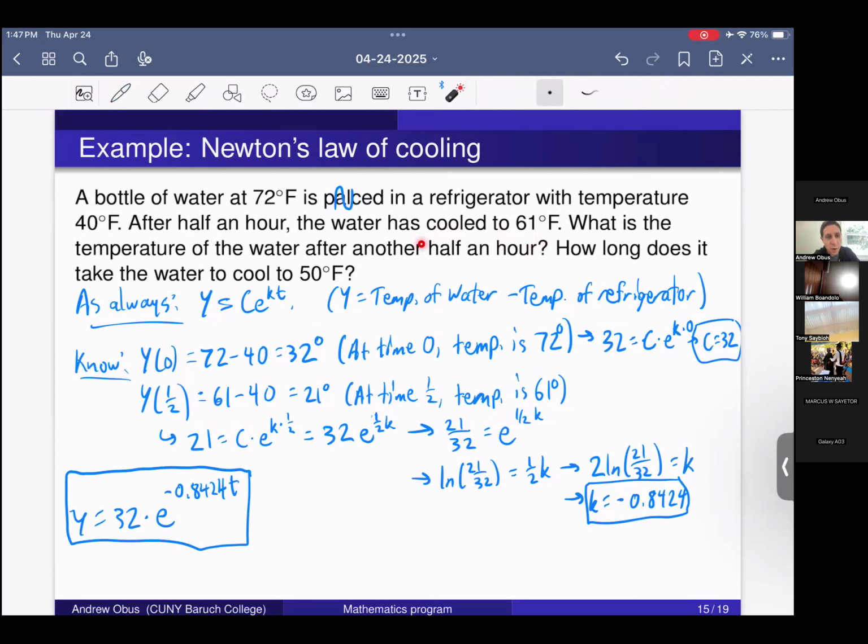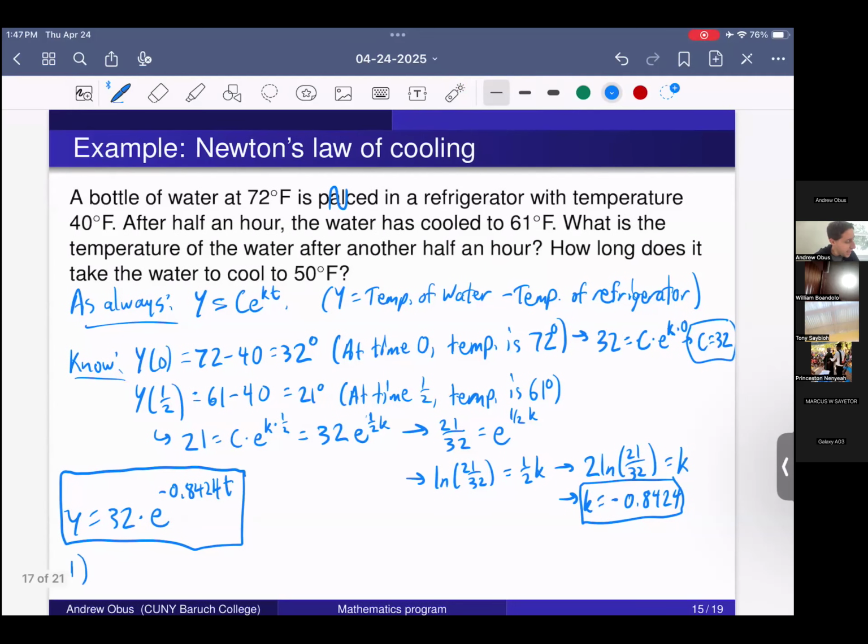So the first question says, what is the temperature of the water after another half hour? Well, that means 1 hour later. So the first question is asking for y of 1. That's after 1 full hour, right? So y of 1 is equal to 32 times e to the minus 0.8424 times 1. And so I can just put that in the calculator: 32 times e to the minus 0.8424.